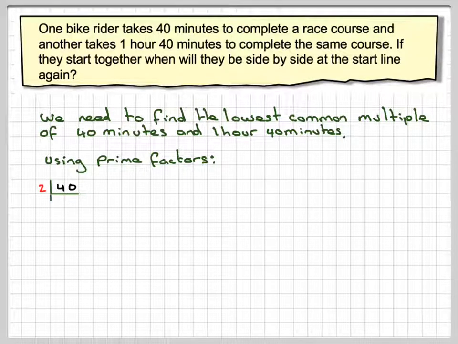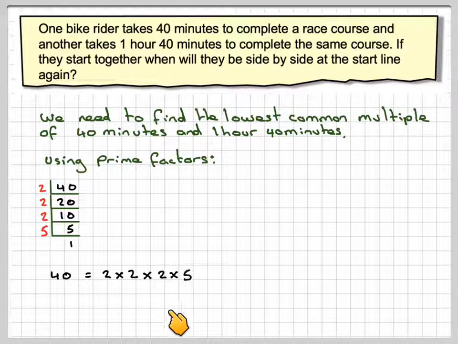So 2 into 40 goes 20. Next prime number is 2, goes into 20, get 10. 2 into 10, get 5. 2 doesn't go in, 3 doesn't go in, and therefore 5 goes in, and you're left with 1. So 40 is 2 times 2 times 2 times 5.